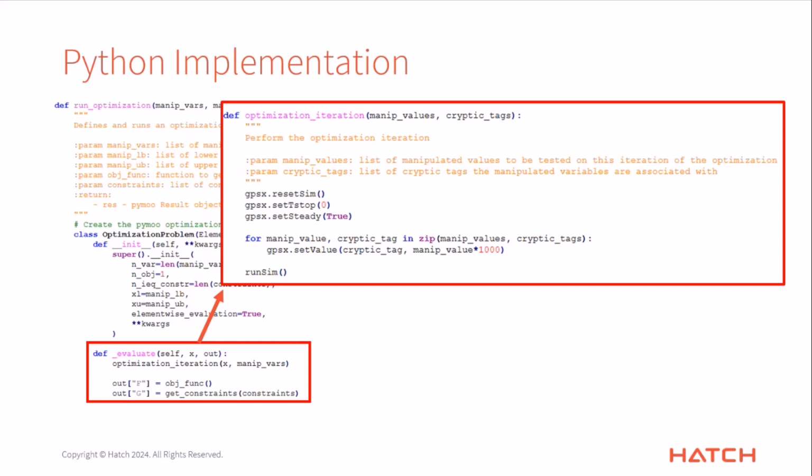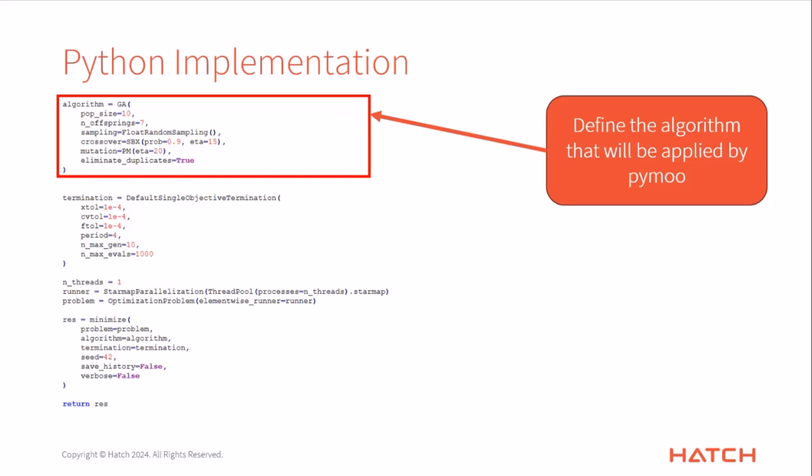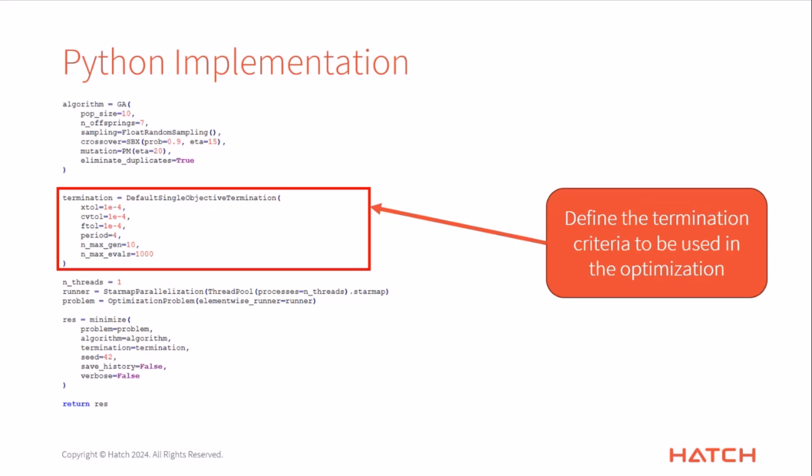All right, and then the last little bit of code is just setting up the PyMu functions so that they can actually run our optimization. So we define what our algorithm is going to be. And you can see we're defining a genetic algorithm with a few characteristics where those might be things that you tune or you're just exploring to get your best optimization. We define what our termination criteria is going to be.